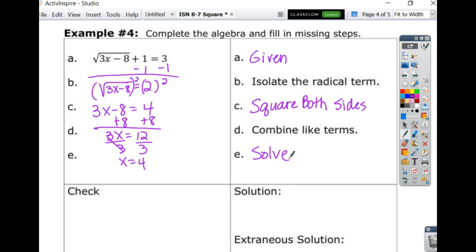And now what do I do? You have to check. So everybody check. What do you get? The top one, this one.